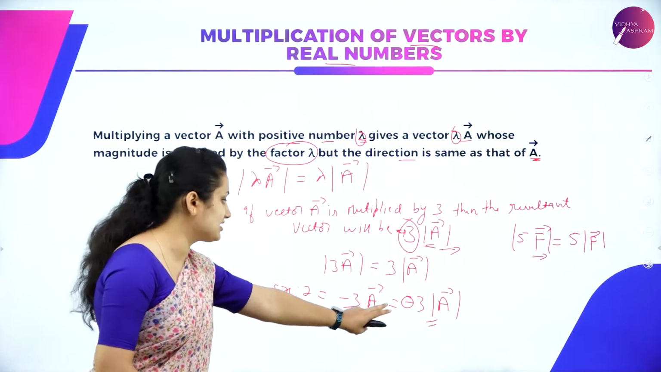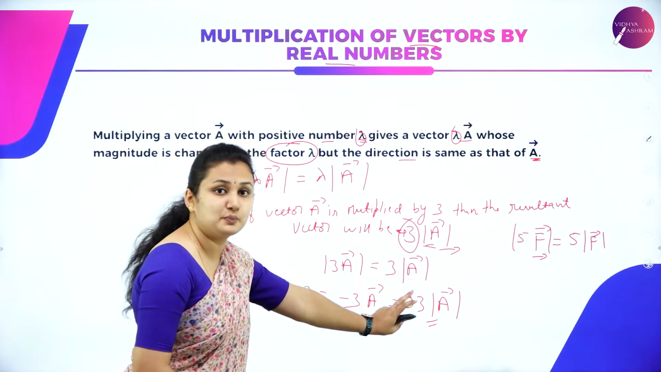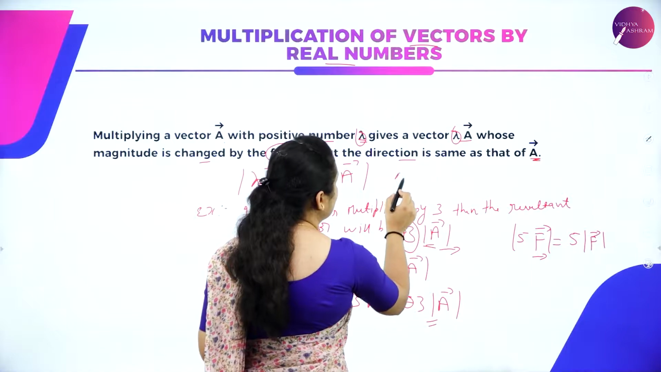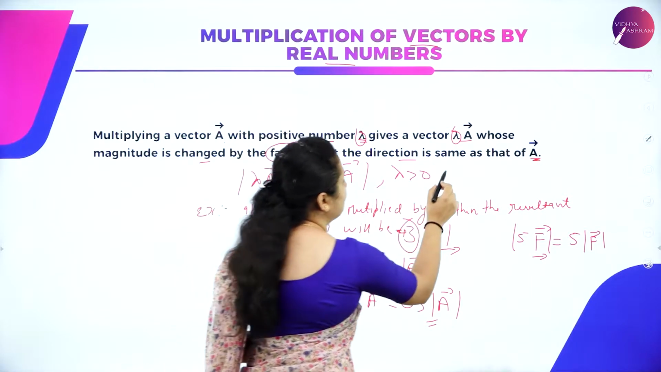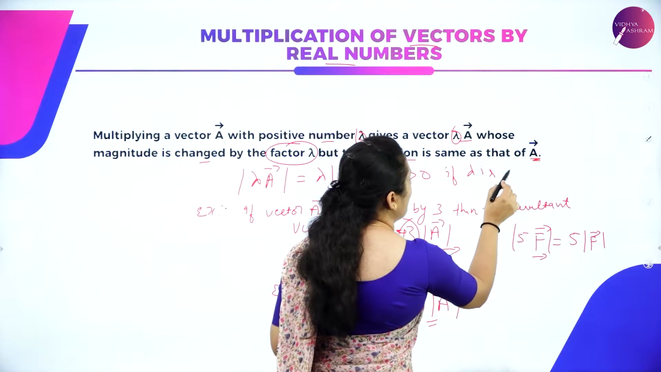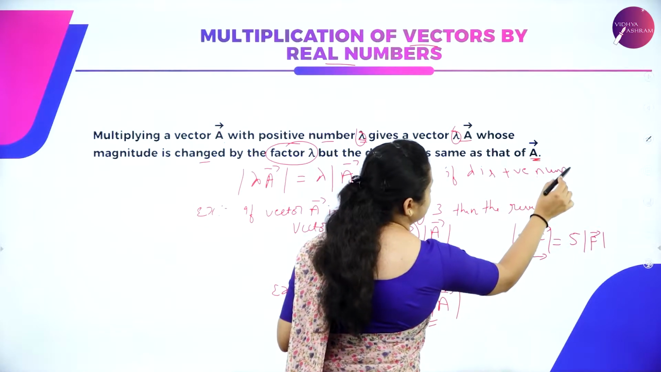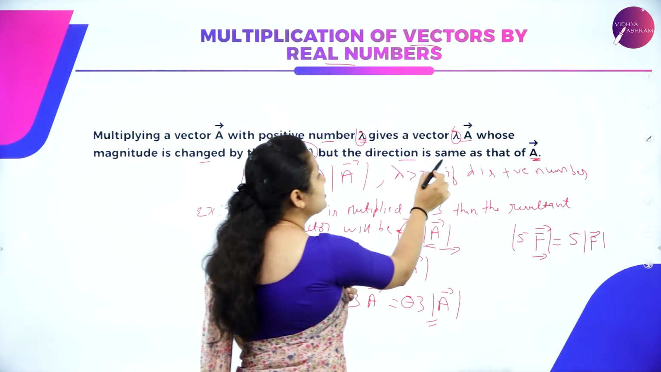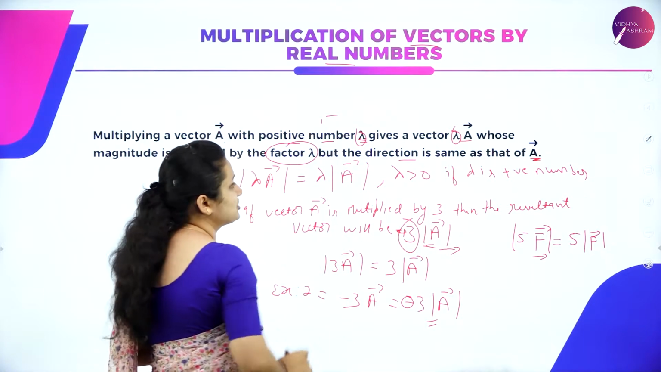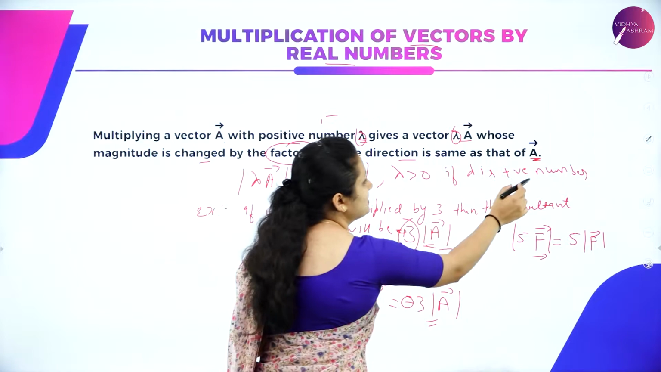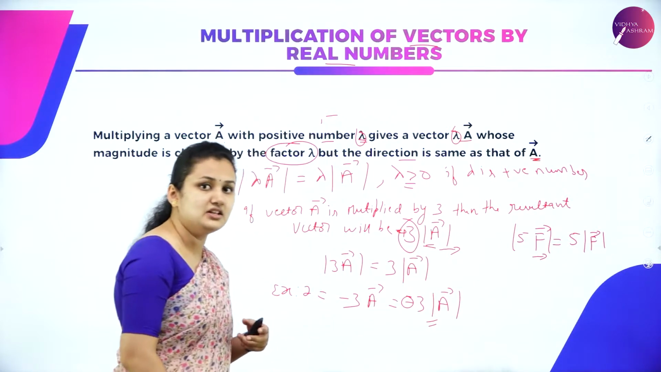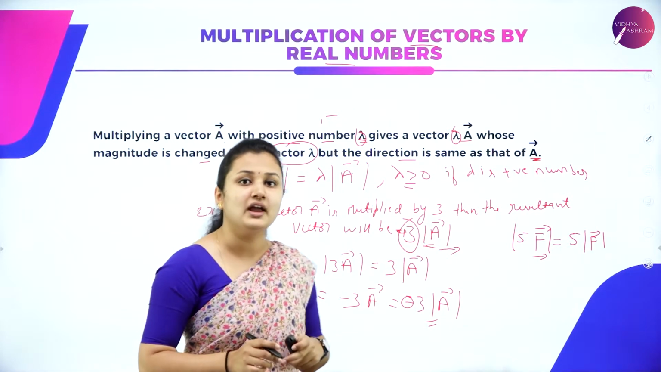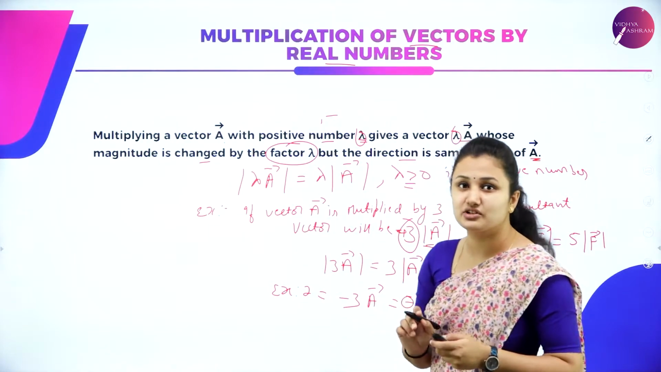But it is reverse when you multiply a negative number. So this is true if lambda is greater than 0, if lambda is a positive number. This magnitude is changed by factor lambda, but the direction is same as that of A. This multiplication is true if lambda is a positive number. If it is negative, then the direction will become opposite, not same as that of A. So this is about the multiplication of vector.